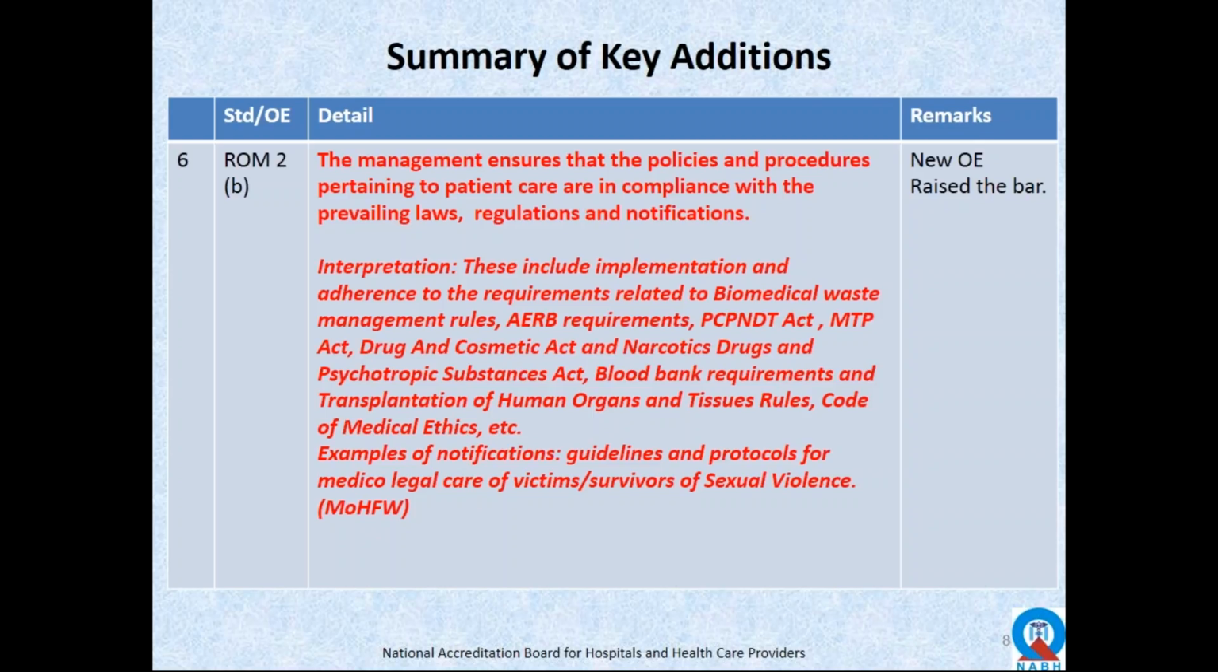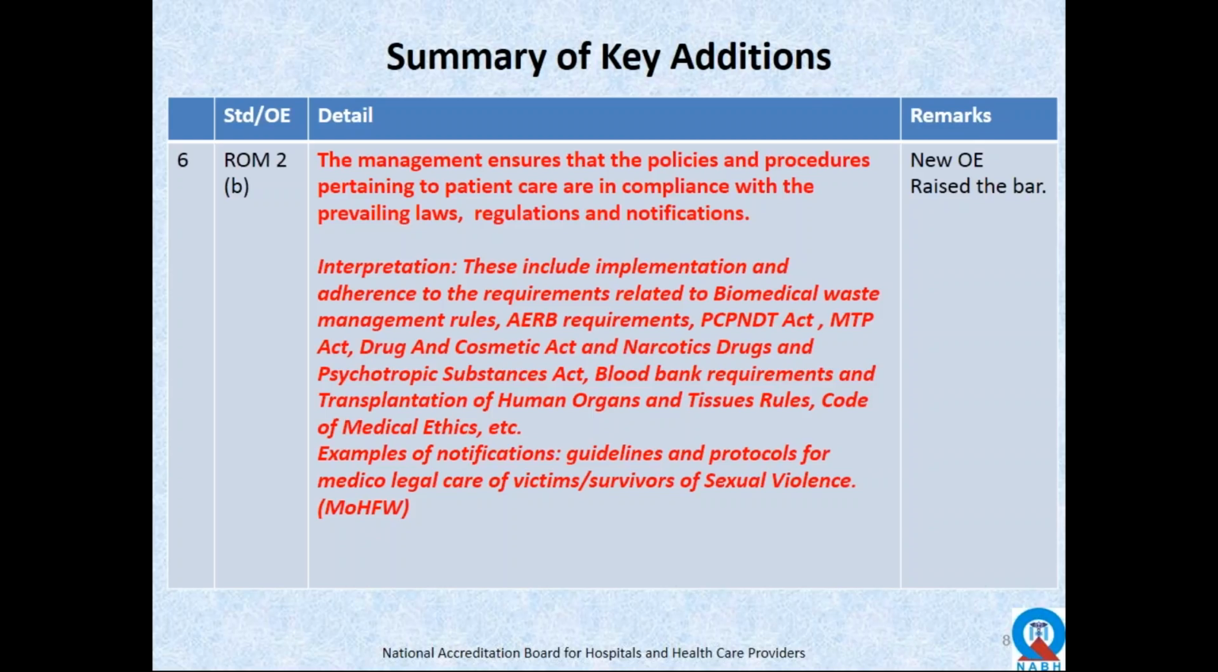So this particular element looks at implementation of these requirements. Also, this element, if you notice, talks about notifications. Examples of notifications given here: the guidelines and protocols for medico-legal care of victims and survivors of sexual violence, and various other notifications which are released from time to time. It may be the notification related to the IVF clinics, the notification by the FDA for banning certain drugs, or even the new notification related to including the B scan under the PCPNDT Act. So these are some of the regulations and notifications which have to be complied with by the organization.